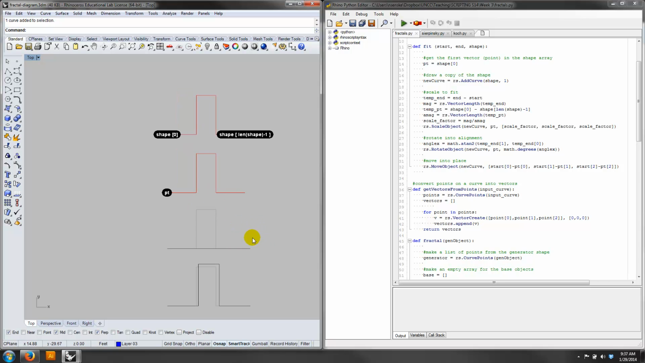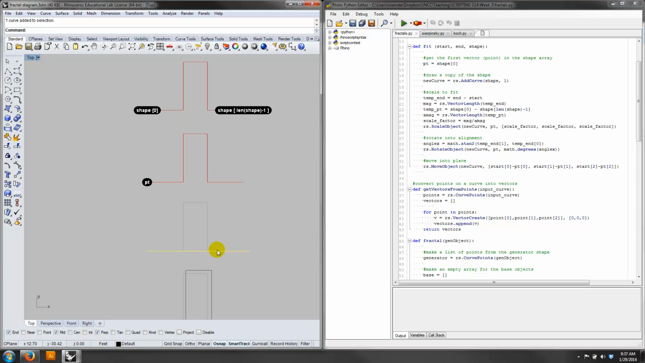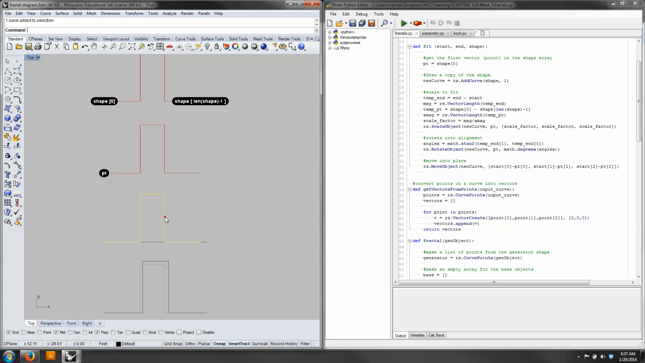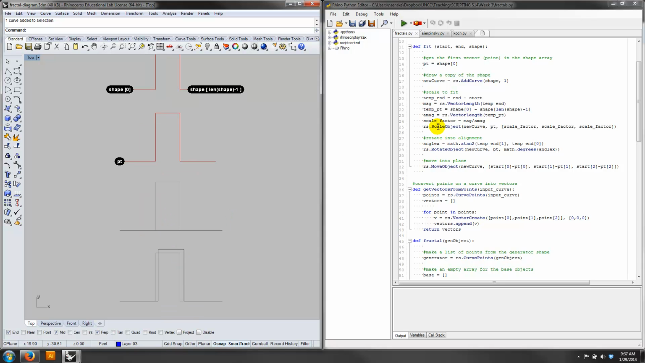So in this case, in this kind of illustration here, I figure out what the length of the first piece is up here, and I know I have the length of this and the length of that, and I go ahead and I scale it. I say scale object new curve starting at point by the scale factor in all 3 axes, and that gives me this, which is longer than this. It could be smaller too, but in this case it's larger.